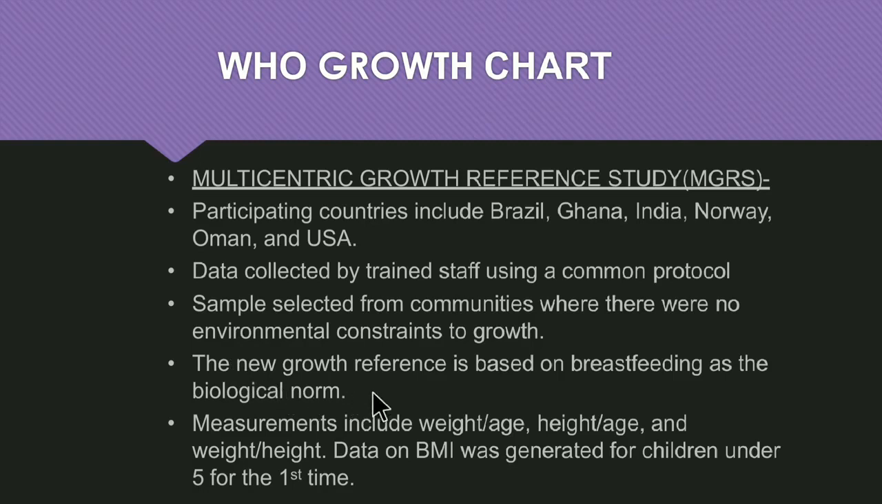The new growth reference also took the breastfeeding factor into account. So breastfeeding was taken as a normal biological factor, and taking that into account the growth of the child was plotted. The measurements included weight against age, height against age, and weight against height. And it was the first time that BMI data of children under the age of 5 years was collected in a study. So this is how the study was very important in designing the growth chart by WHO.